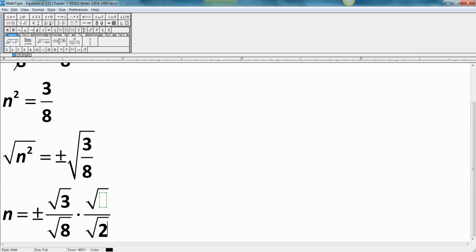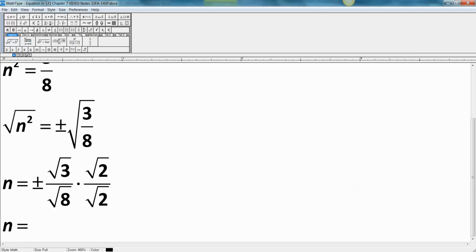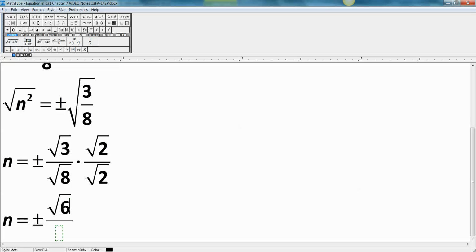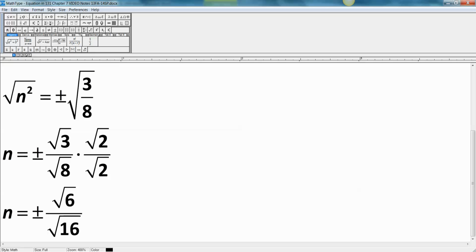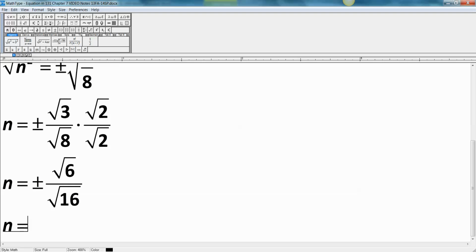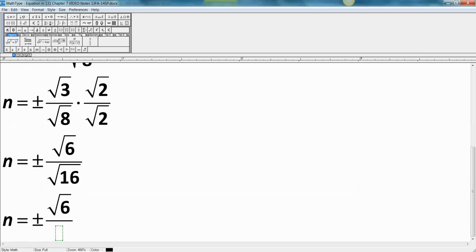So if I could turn it into 16, that would work great. So if I do 2 and 2, that'll make it so that n is plus or minus square root of 6 over the square root of 16. And the square root of 16 is a perfect square. So I'm multiplying by what it's going to take to turn 8 into a perfect square. So n is plus or minus square root of 6 over 4. And that is the right answer.